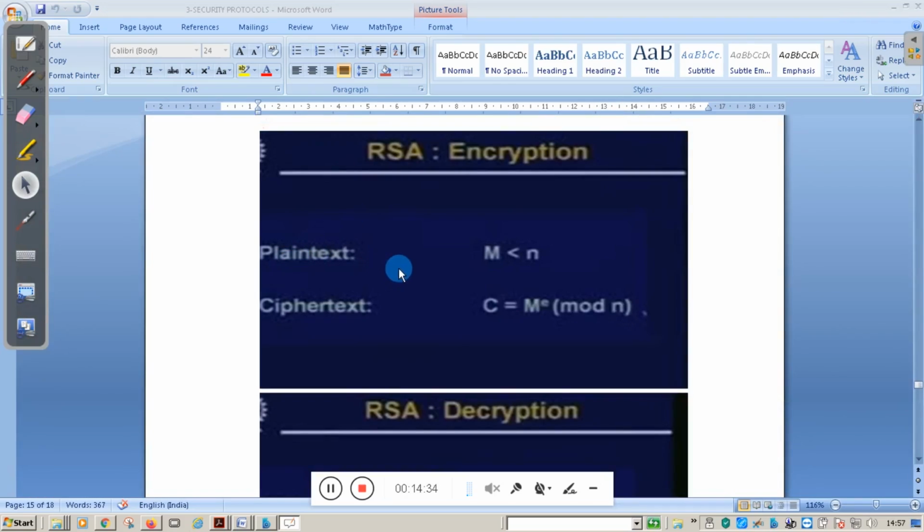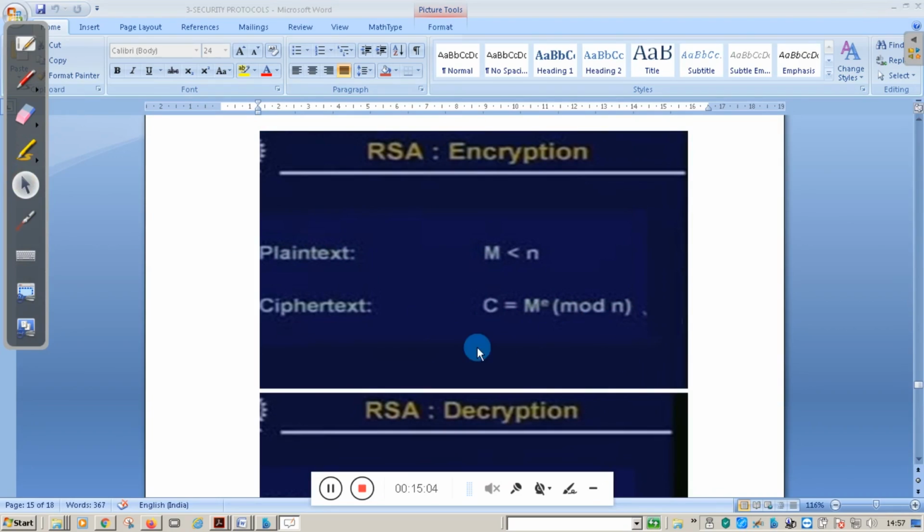So first take the plain text block-wise, and the size of the block should be less than n. Then raise m to the power e, which is a part of a public key or a private key. You can use any one of the keys, into mod n. That will give the ciphertext.